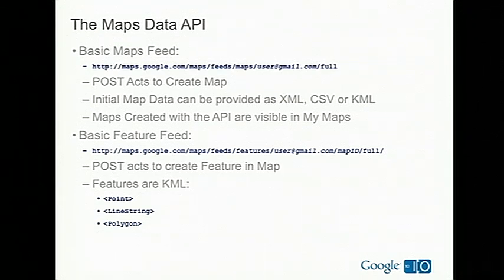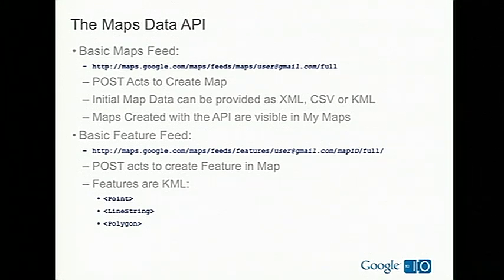What that means is if I send a post request to this, it's going to create a map. So the initial map can be provided as XML or comma separated values or KML. KML turns out to be the best to manipulate within the Maps Data API. And once you actually create a map here, if you send a post to this, you'll get a map with some URL parameters, and you can actually look at it in My Maps.